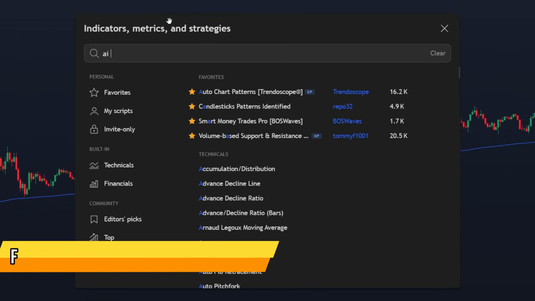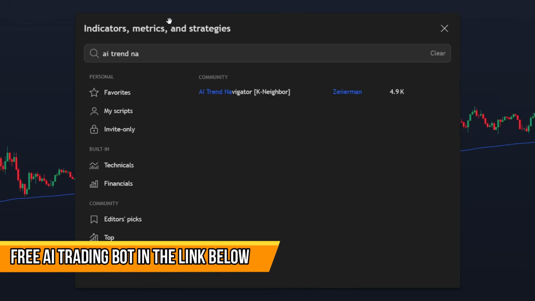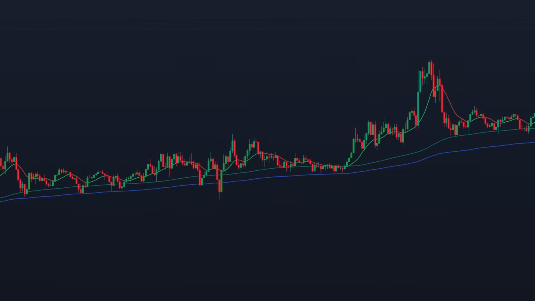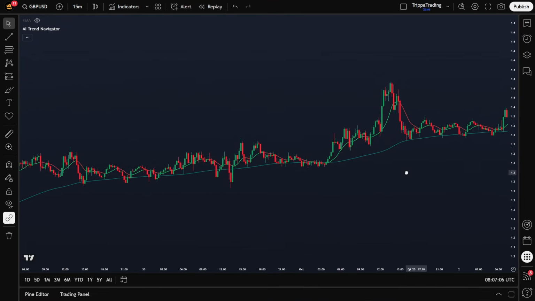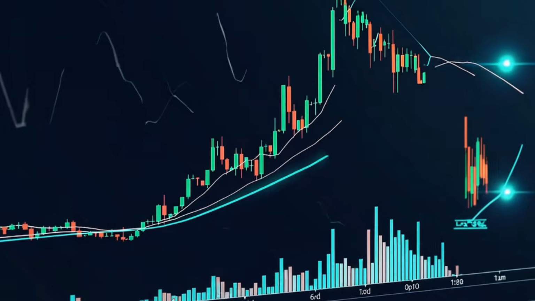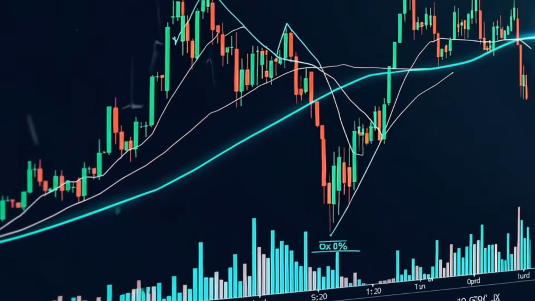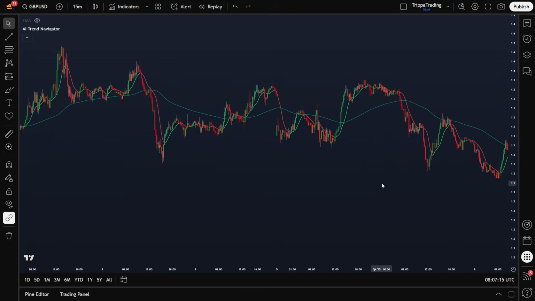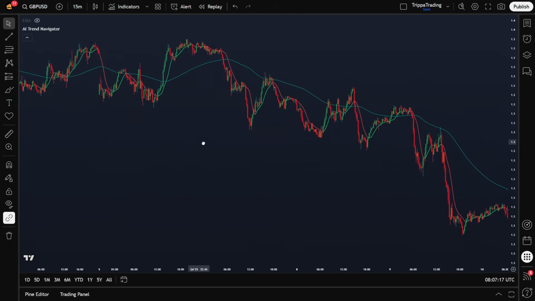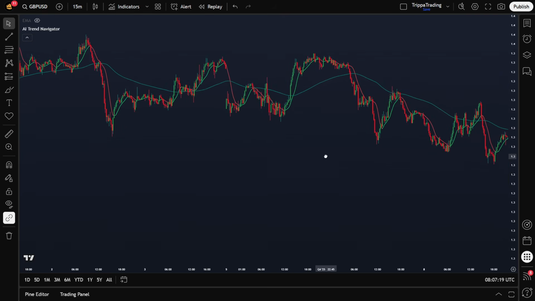Next up is something that actually does use machine learning, the AI trend navigator. This one is built around a simple K nearest neighbors algorithm, or KNN for short. It sounds complicated, but in plain English, it just compares the most recent price movements to similar patterns in the past and tries to guess where the trend might go next. It's not real artificial intelligence. It doesn't learn or train over time, but it's still an adaptive model.